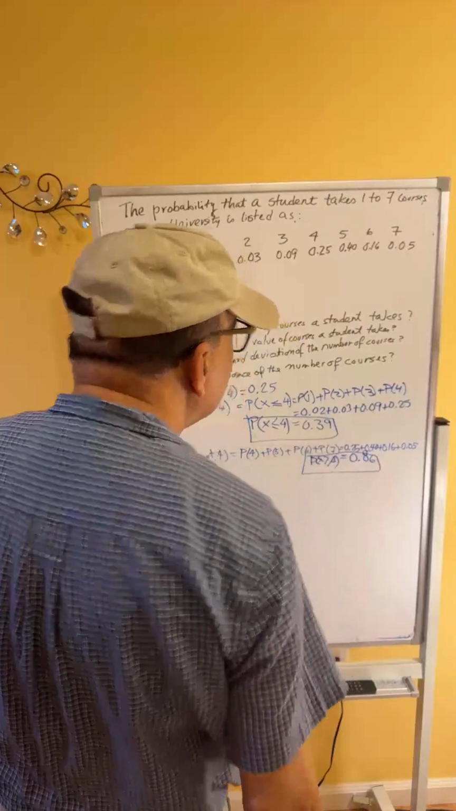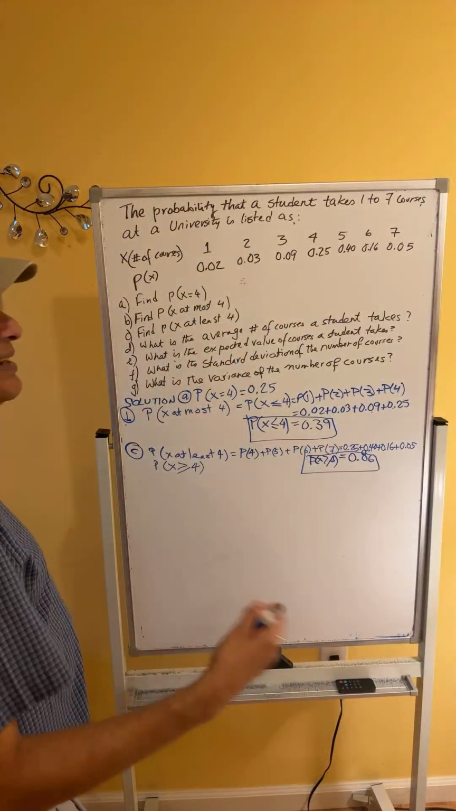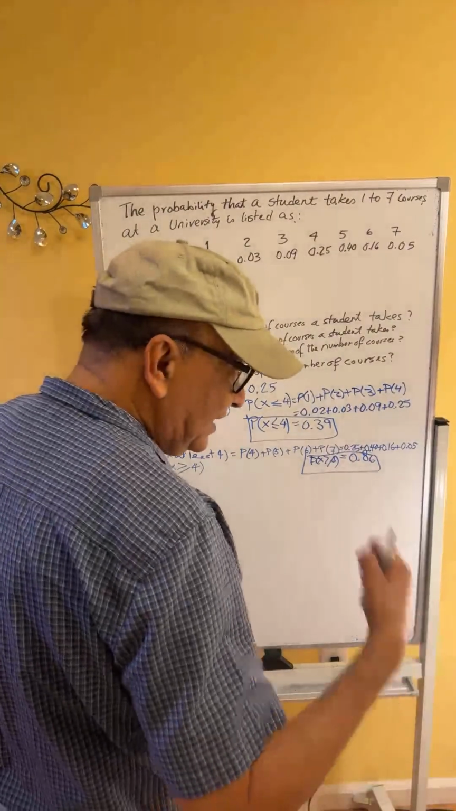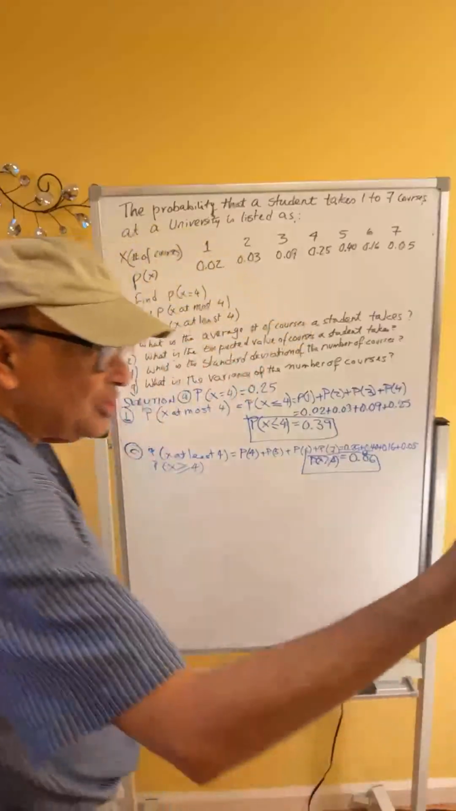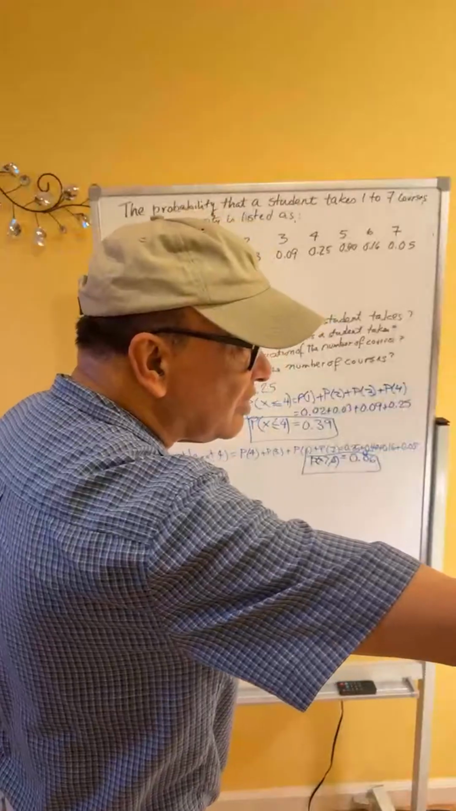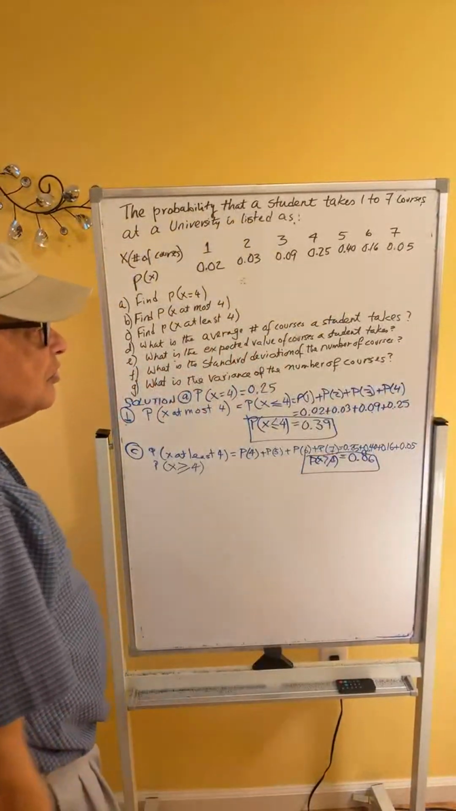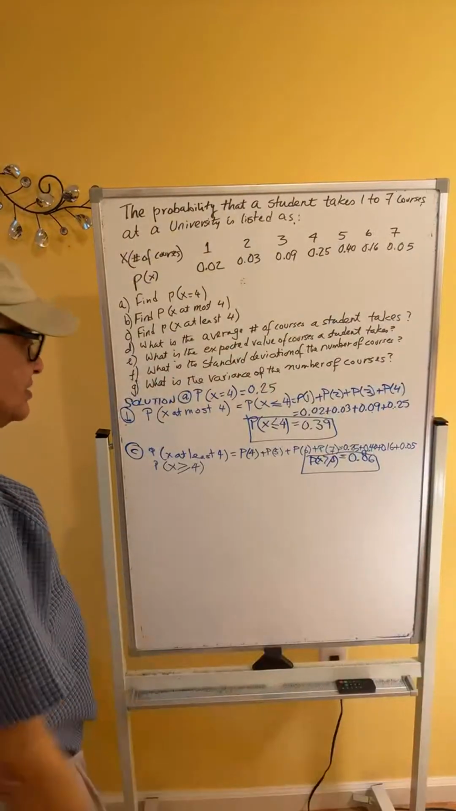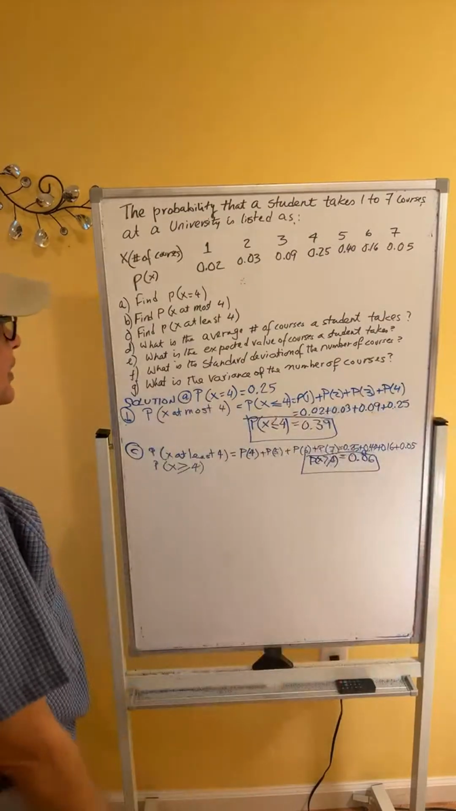0.86. Okay. So there is an 86% chance that a person will take at least 4 courses. At least 4 means 4 and above. We are not sure whether the person takes 4 courses, 5 courses, or 6 courses, or 7 courses. Since these are independent events, we add the 4 probabilities, 4 plus 5 plus 6 plus 7. So that is at least 4, 4 and above.